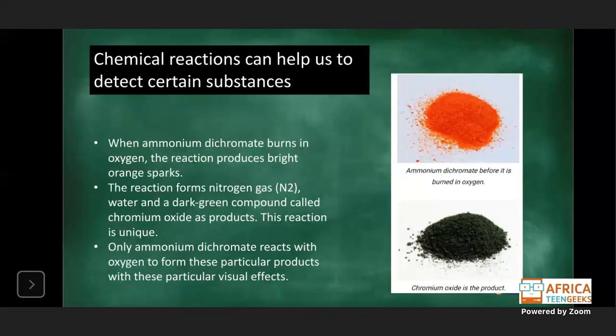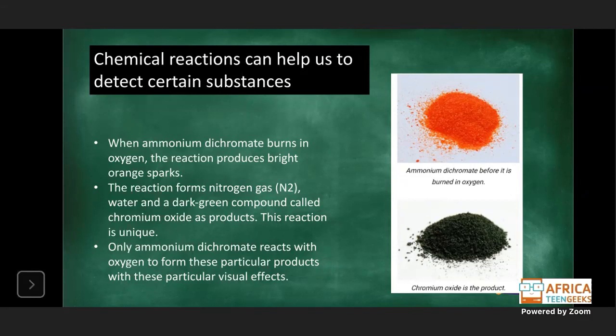Then guys, just another thing as well is that chemical reactions can help us detect certain substances. Okay, so just a simple explanation. I think you guys did this during respiration in the topic of life and living. If you have clear lime water and you use a straw to blow your air into it, the lime water would turn milky. And that indicates that there is a presence of carbon dioxide in the air which was breathed into the clear lime water.